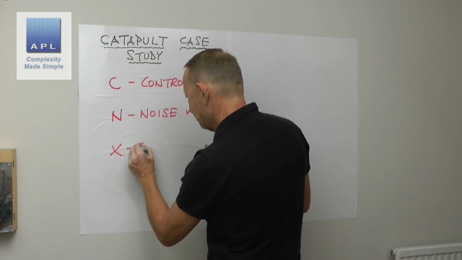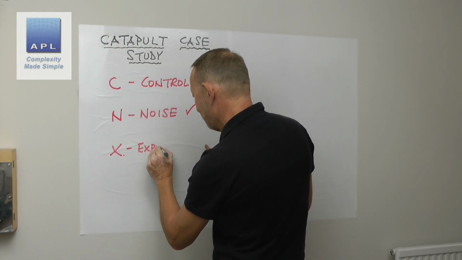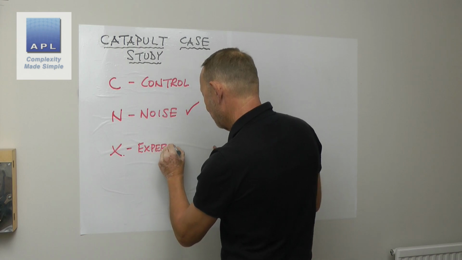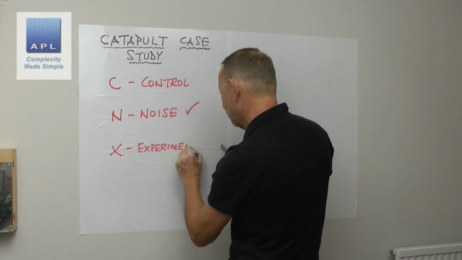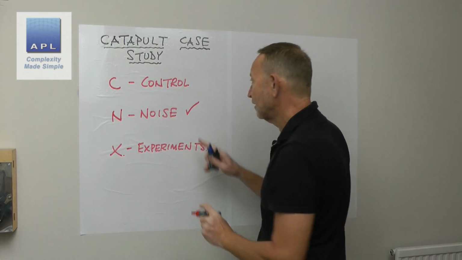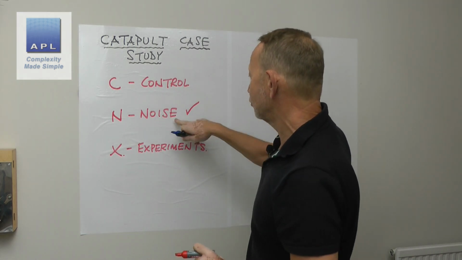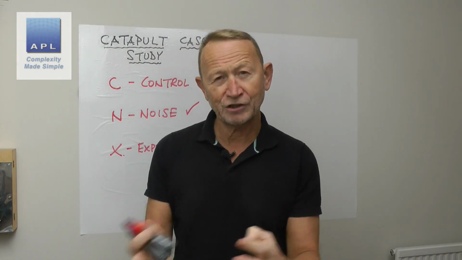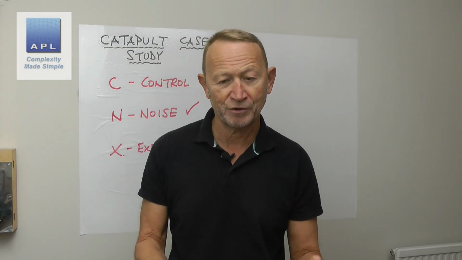And X is when we come on to experiments, and we'll be doing that on the Catapult soon enough. So these two are the ones, turn as many N's into C's as you reasonably can. So let's quickly take a look at a case study. I'll just show you this.